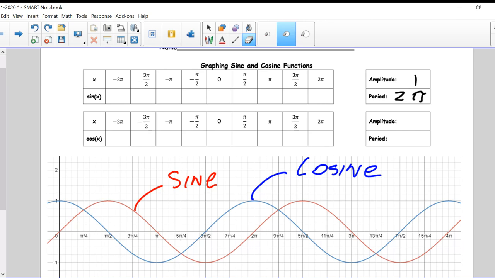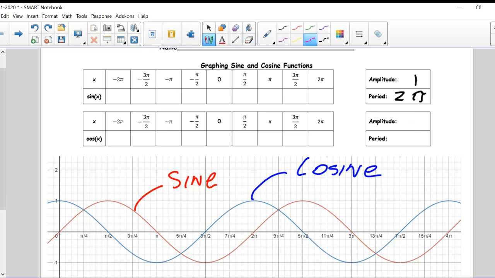Anybody? The amplitude of the cosine function. Can anybody give me their best guess at that? Remember, we said it was the high minus the low divided by 2, or distance from high to low divided by 2. So a bunch of people are saying 1, and the answer is, of course, 1.